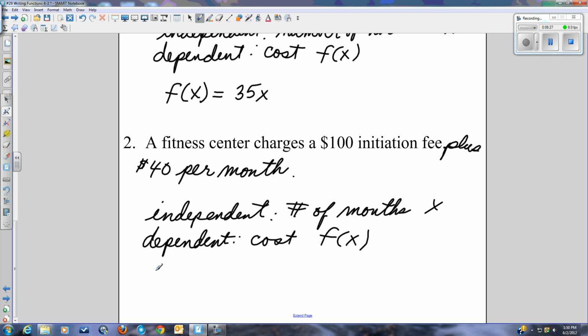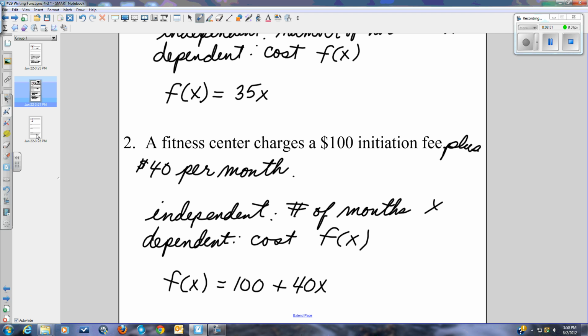So if we now try to write our function, our cost, our f of x, is equal to your $100 initiation fee plus $40 times the number of months. So f of x is equal to 100 plus 40x. Let's move on.